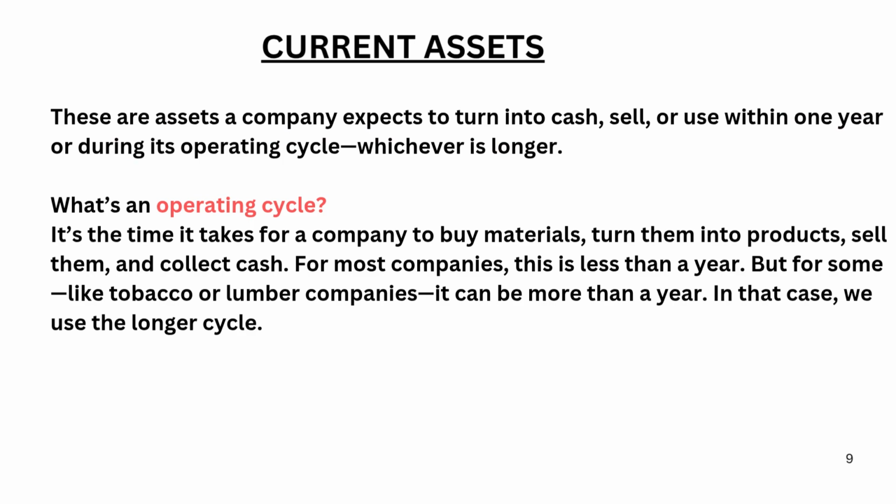So why does this matter? Because current assets tell us about the company's short-term strength. They show us how much the business can rely on to cover its day-to-day expenses. Examples of current assets include cash and cash equivalents, accounts receivable, inventory, short-term investments. We'll be covering these in more detail next.